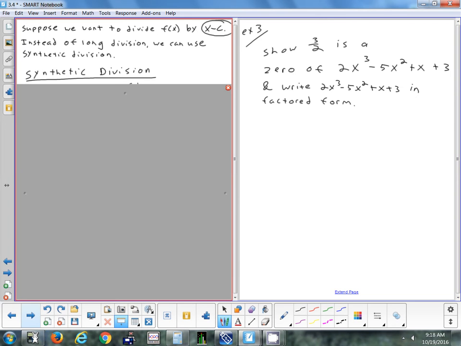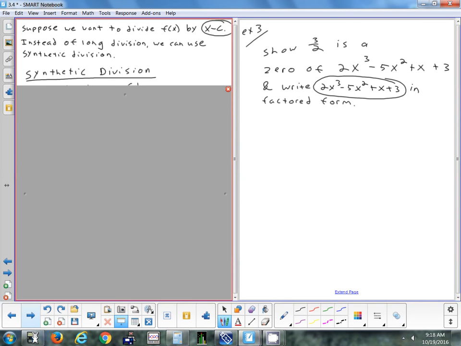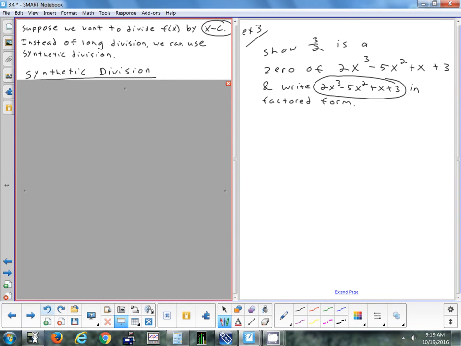What is C? C is a constant. It's like a rational number. So it could be like, take this and divide by x minus 7. If I wanted to divide this by x minus 7, I could do synthetic division. And I'm going to show you where C goes in a second. It's part of synthetic division. All right, so what I'm going to do here is I want to show that 3/2 is a root of this. It's a number you could plug in for x and get 0.